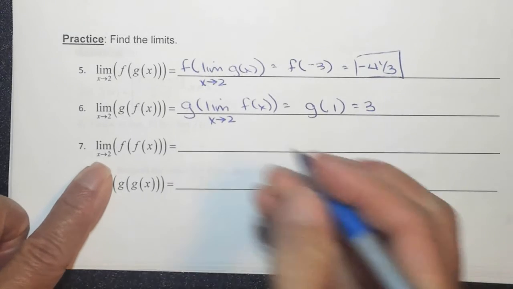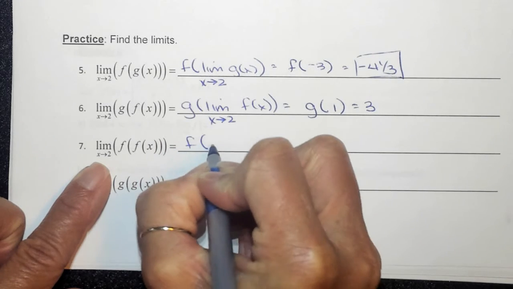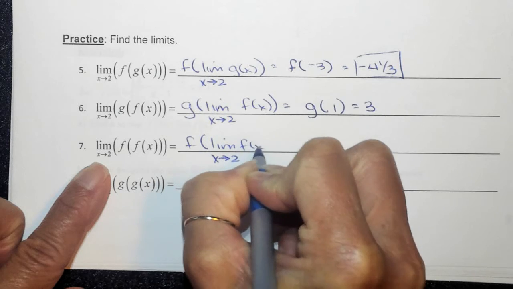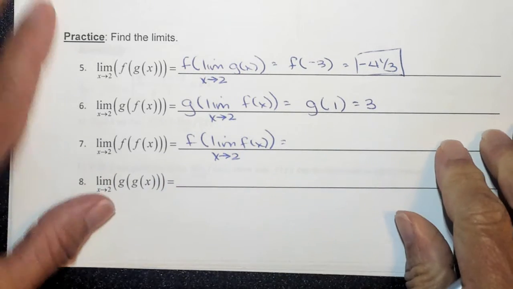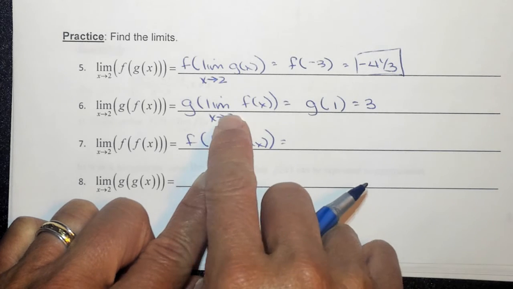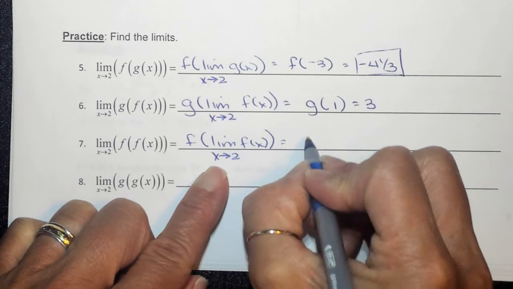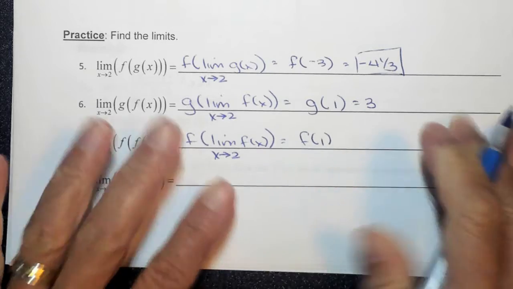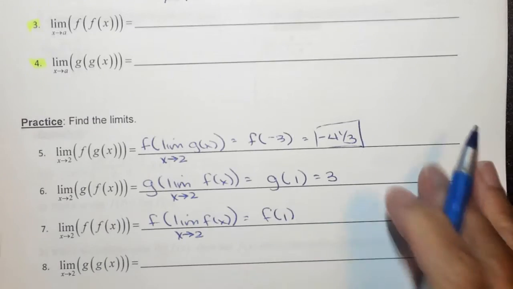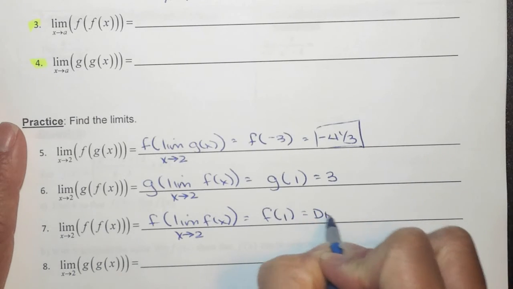Evaluating number 7. So this would be f of the limit as x approaches 2 of f of x. So the limit as x approaches 2 of f of x, we already found out up here in number 6, is equal to 1. So we want to evaluate f of 1. So I go up here to the graph. F of 1 is a hole, so the answer would be undefined, or basically it does not exist.